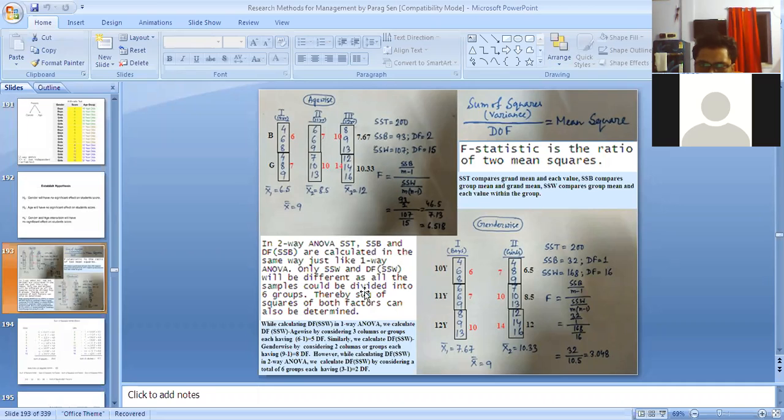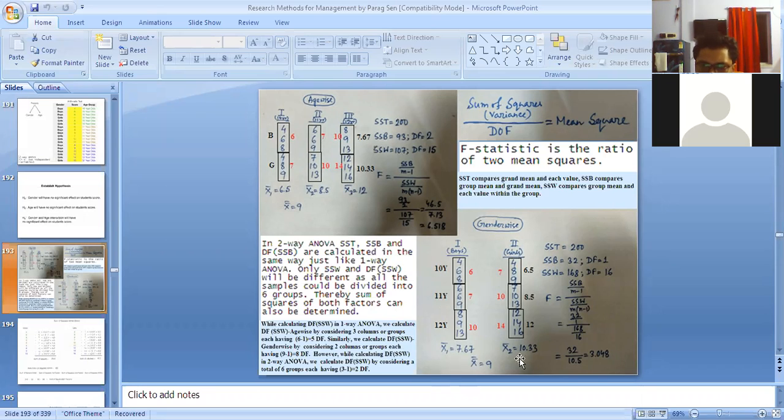Similarly, in the case of gender wise, you are taking into account one column for boys and another column for the girls. These two blocks are for 10 years old, these two blocks are for 11 years old, and these two blocks are for 12 years old. And the average score for the boys is 7.67.